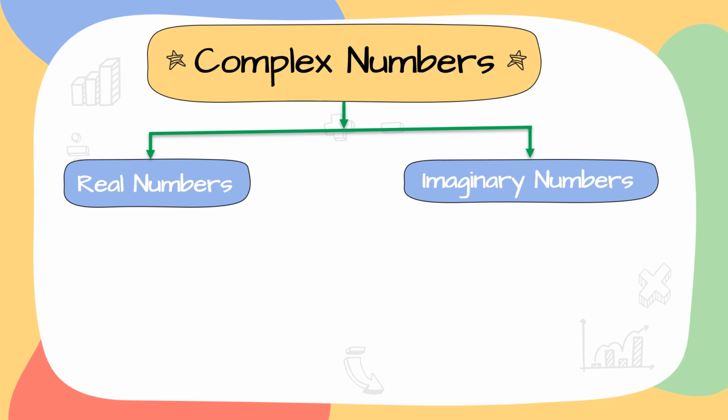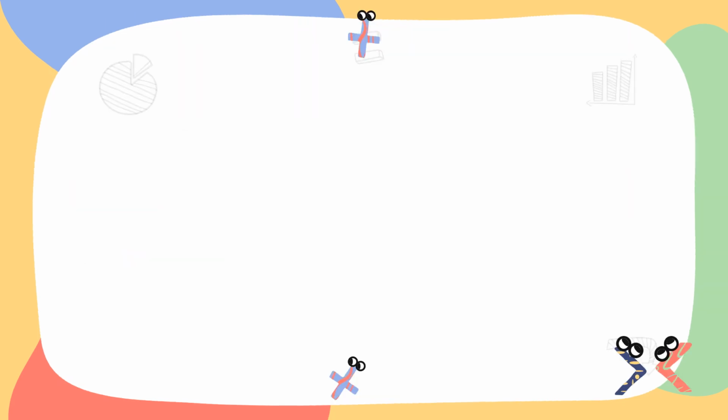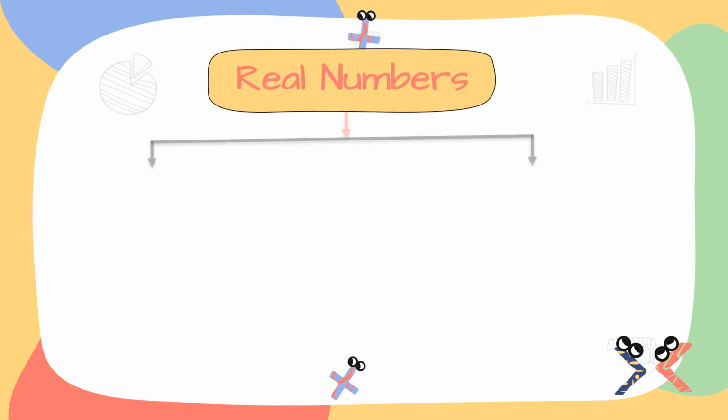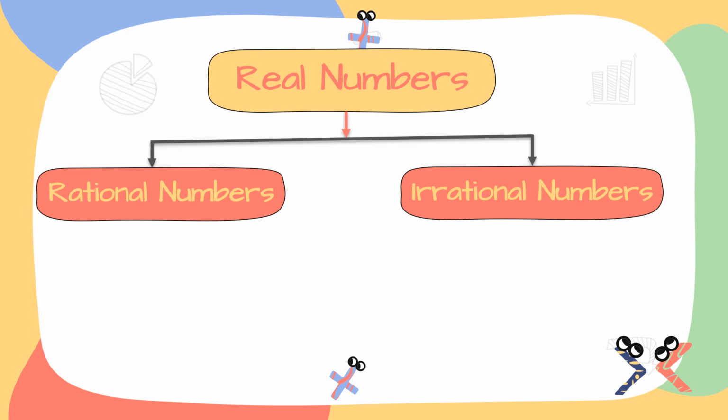Now let's see what these real numbers are. We all learned about the real number line in our childhood, where we can see positive numbers, negative numbers and zero. We have fractions, integers, decimals and many more different types of numbers in these real numbers. Real numbers are further divided into two categories. They are rational numbers and irrational numbers.